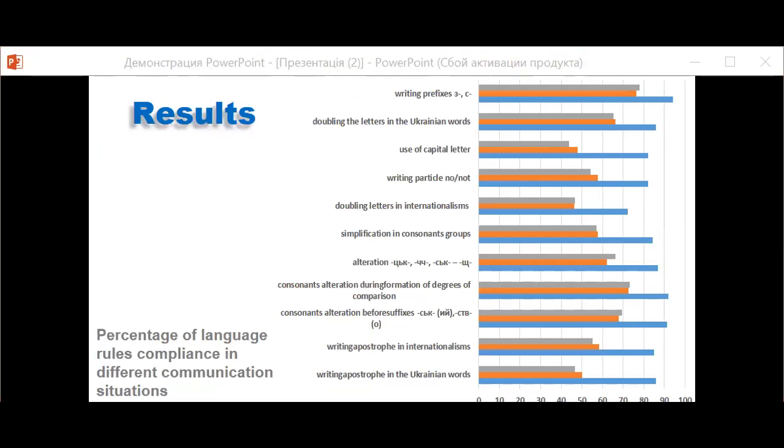Slide 5. On this slide, you can see percentage of language rules compliance in different communication situations. Analyzing the attitude of the students to the observance of spelling rules in formal business, informal written, and informal internet communication, we have found that in business communication, the majority of students, from 70 to 90%, adhere to spelling rules.